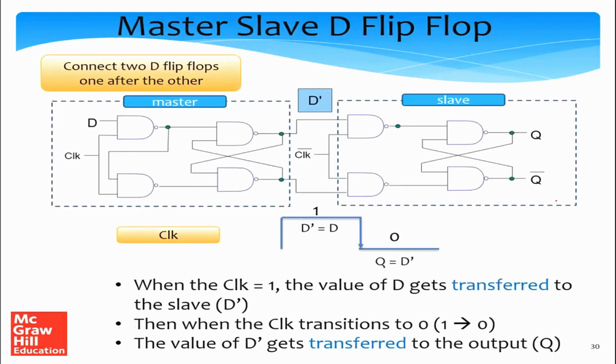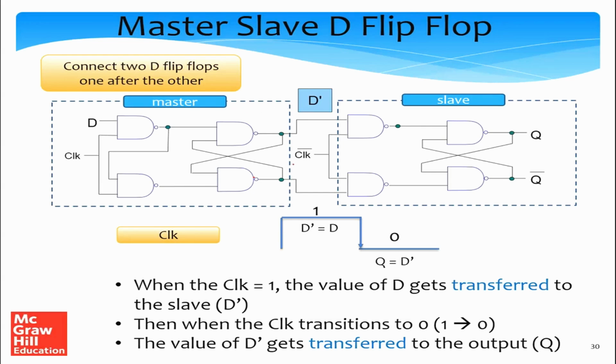Alright, so now we still haven't exploited the negative edge to the fullest extent, but let's do it by proposing a slightly more complicated structure called a master slave D flip-flop. So let's consider this circuit. It looks complicated, but it's not that complicated. So let's break it down into two parts.